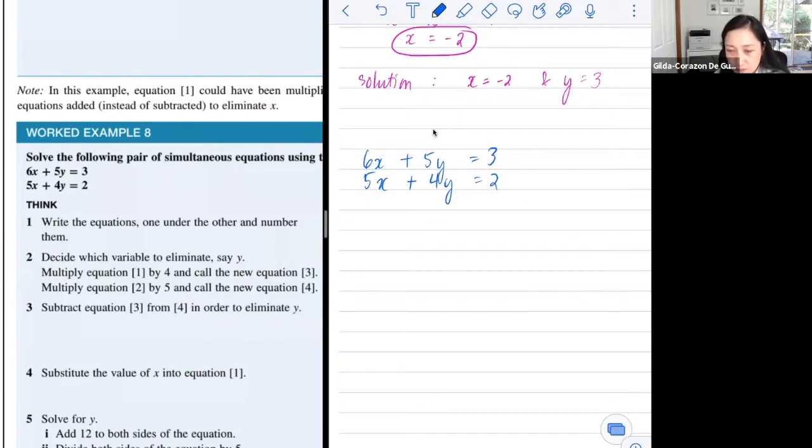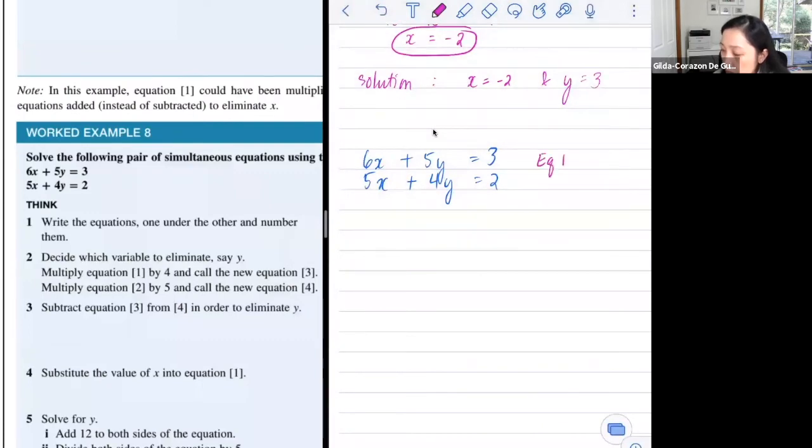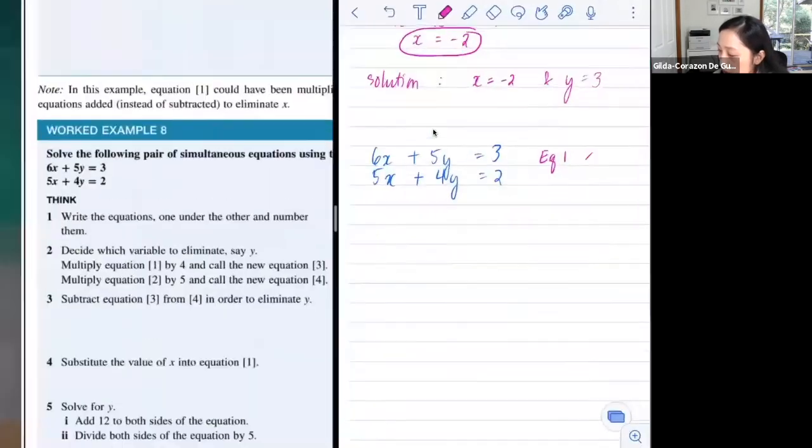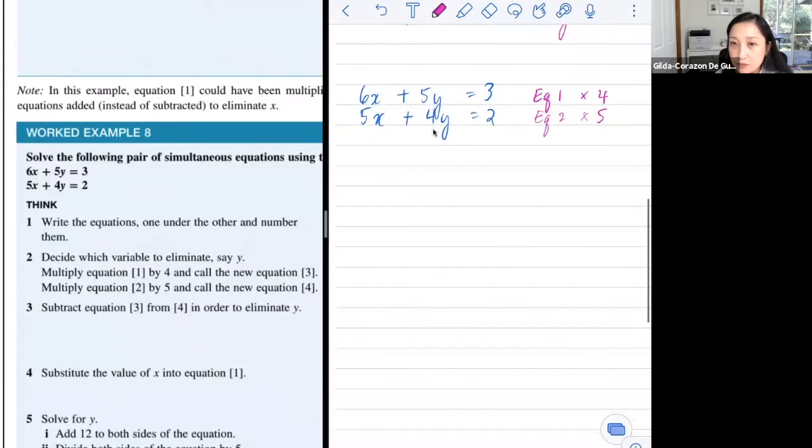But choosing between the two evils, 5 and 4 looks smaller than 6 and 5, so I might just choose the y term. So I would have to multiply the first equation by 4, and then multiply the second equation by 5. Okay, why did I choose the 4 and the 5? Because the least common multiple of 5 and 4, they're relatively prime, right? They don't have a common factor. And therefore, if I multiply 5 by 4, I get 20, and 4 by 5, I also get 20.